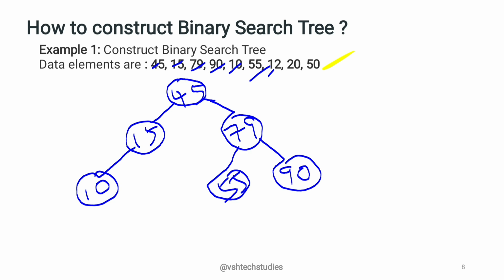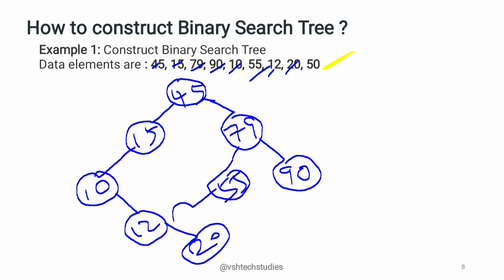Next 12. 12 is greater than 10, hence it should be the right child of 10. Then 20. 20 is greater than 12, so it is the right child of 12. Next 50. 50 is smaller than 55, hence it is the left child of 55. So this is the answer for this.